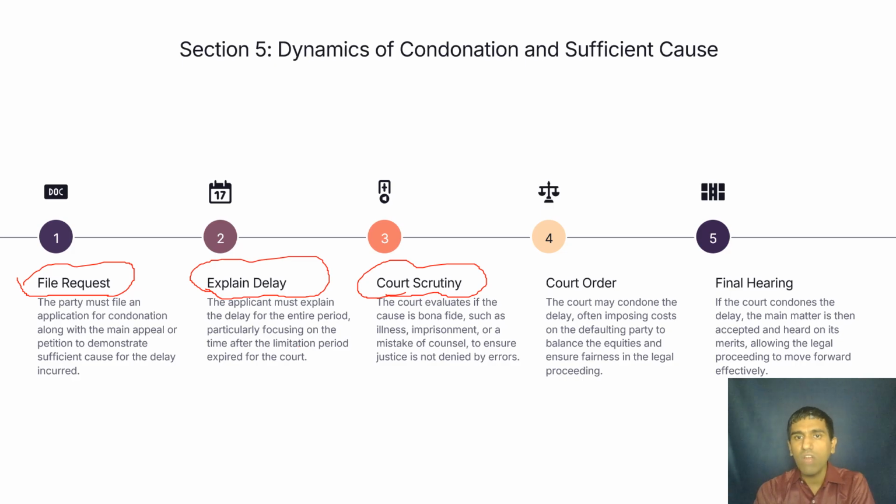Then once all of those reasons are scrutinized, the court would condone the delay. Of course, every time you make a mistake, even in daily life, you are required to pay for it. So here also, even if you made a genuine mistake, the court would condone the delay but would ensure that you paid for the delay. Some legal cost would be imposed on you.